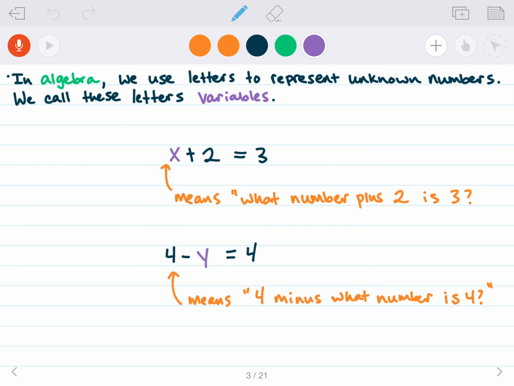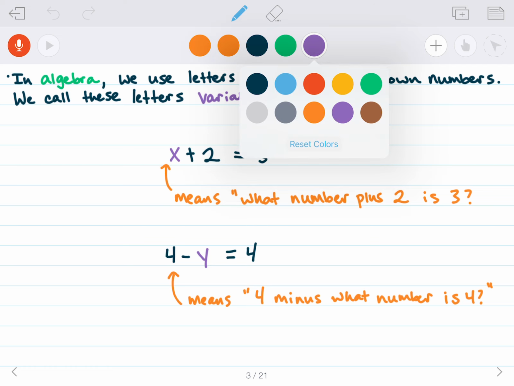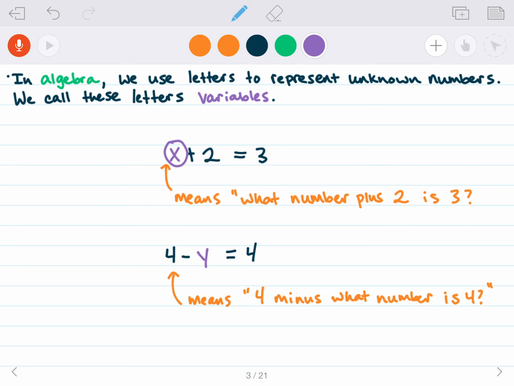So first definition that we have. In algebra, we use letters to represent unknown numbers, and we call these letters variables. Sometimes Greek letters are used, such as alpha and beta, but in this class, we're going to stick to just the classic alphabetical letters. And so we can use these letters to represent unknown numbers. What I have here is an equation. The equal sign means "is equal to."